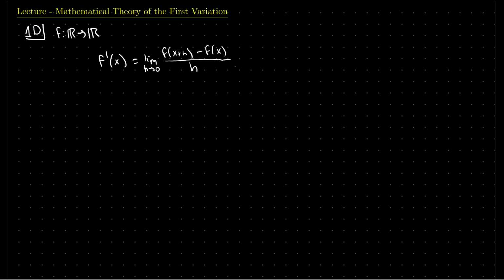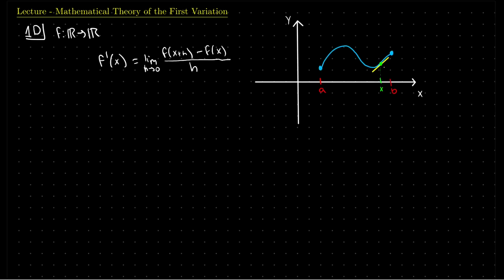Graphically speaking, this number, if it exists, corresponds to the slope of the tangent line at the point x. And so this is a picture of what this is saying. If this limit exists, the slope of this tangent line at this point x is what you might have been taught the derivative is.